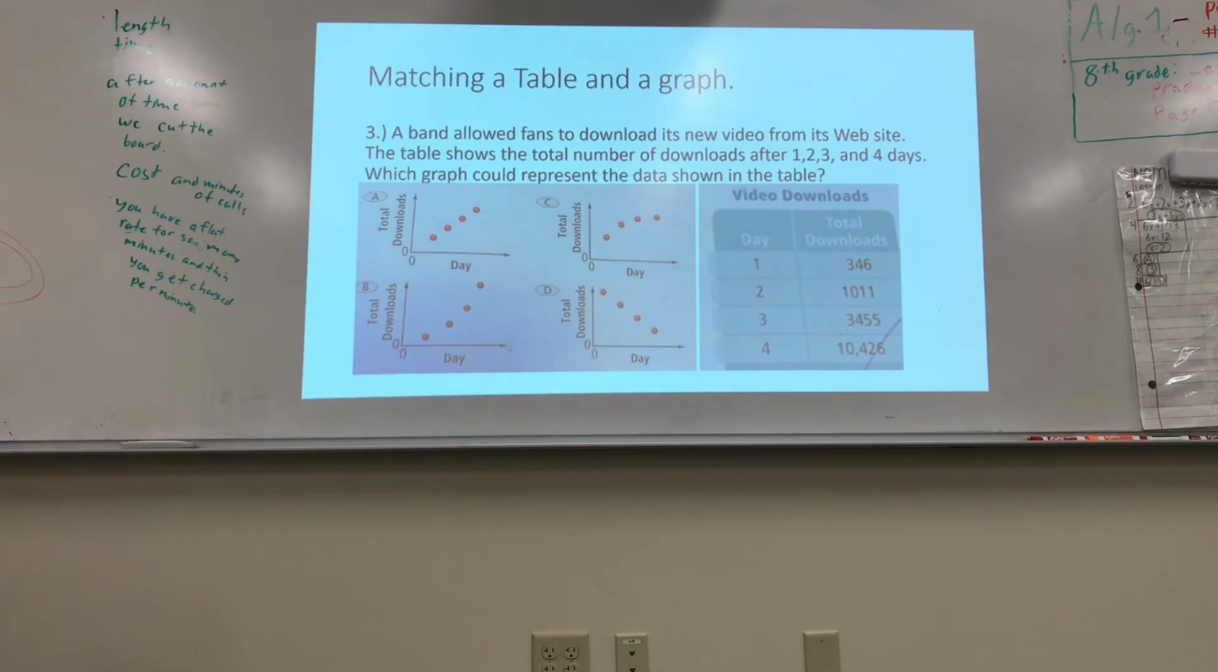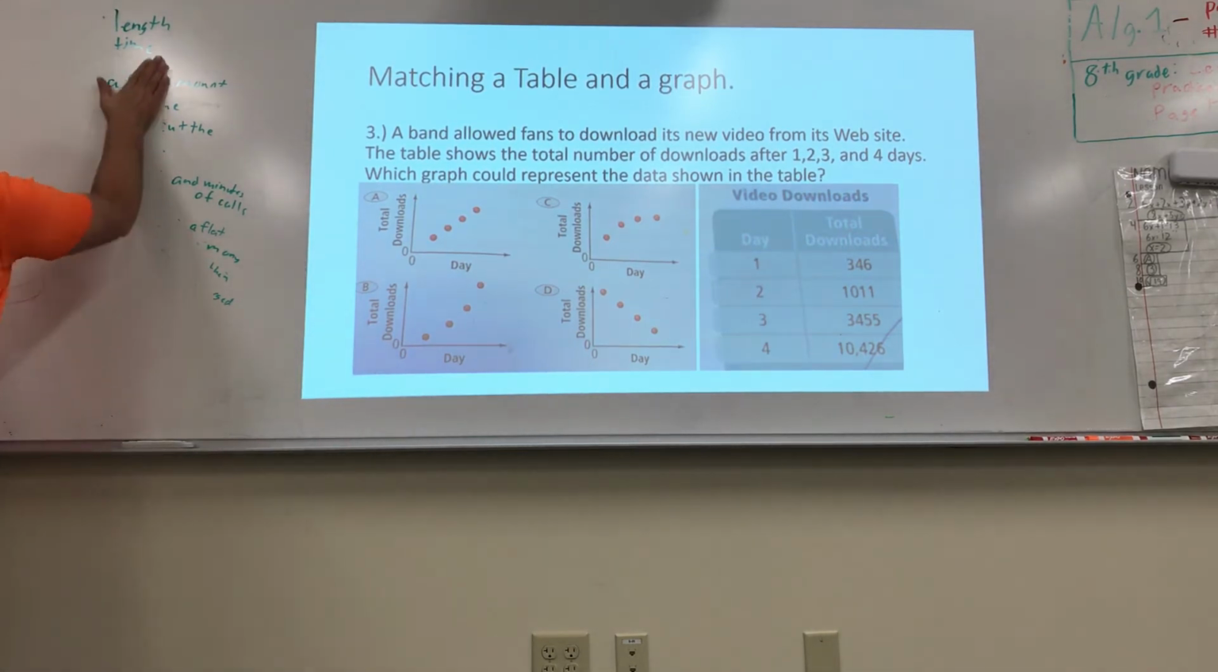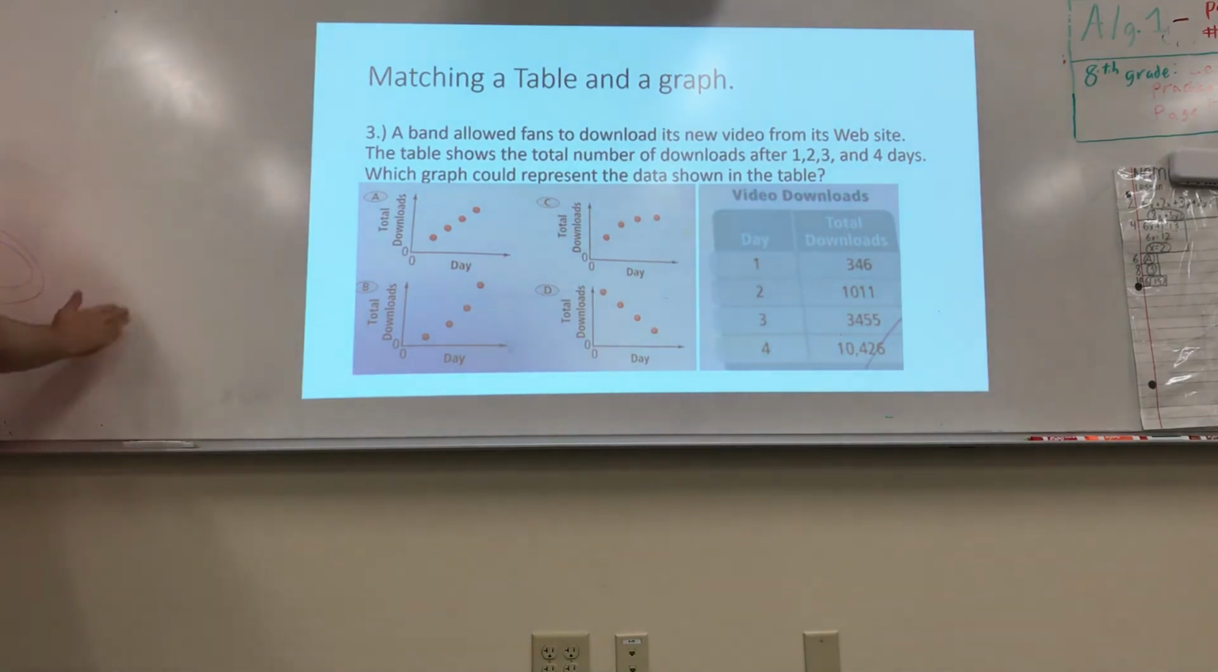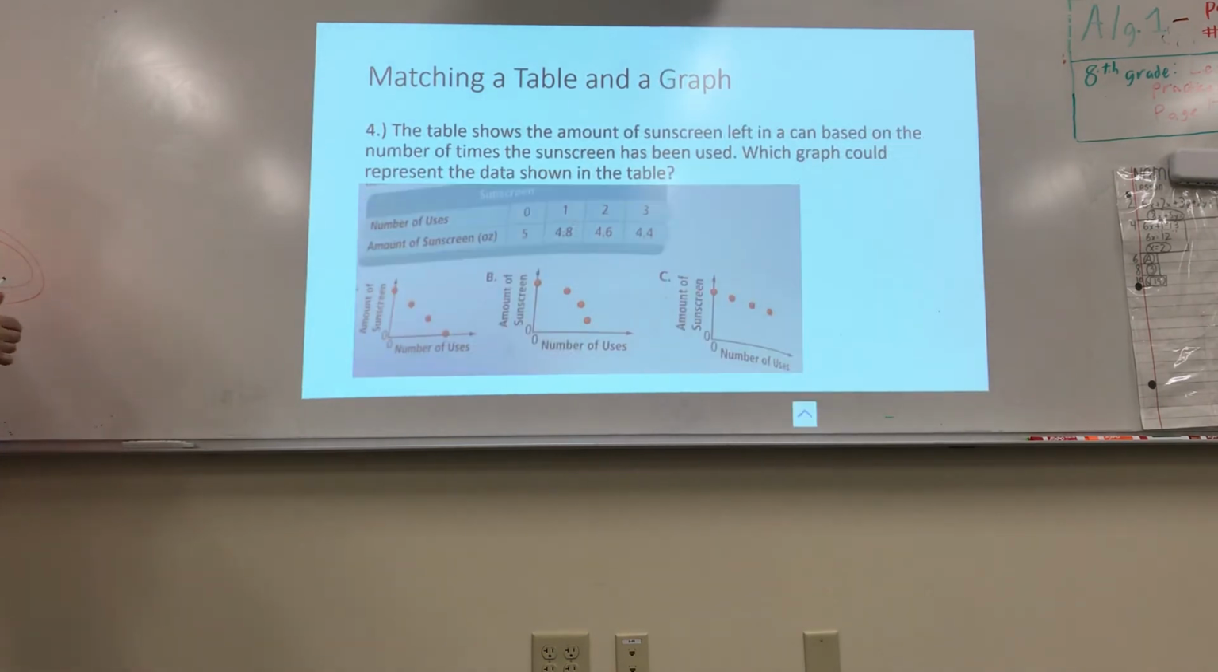Okay, matching a table and a graph. A band allowed fans to download its new video from its website. The table shows the total number of downloads after 1, 2, 3, and 4 days. Which graph would represent it? Well, first off, doesn't it look like your views are going up every day, which probably should happen unless no one likes your deal, and then it'd kind of back off. So I'd get rid of D, because that's saying it was going in a negative direction.